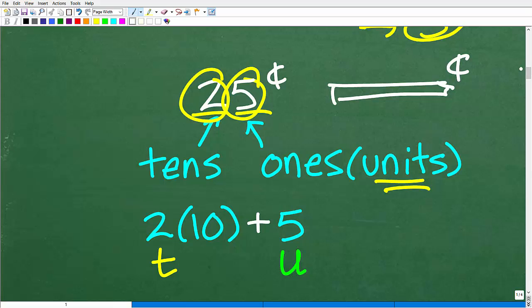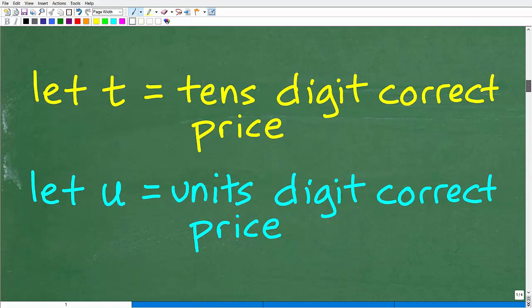So there'll be a tens and ones, units, and we're going to establish some variables here. Let the variable t represent the tens digit for a particular price, and let the variable u represent the digit for our ones or our units digit. So we could build now a model of some pricing for our pen. Okay, so hopefully that makes sense. Now let's take a look at our models. We're going to let t equal the tens digit of the correct price, and we'll let u equal the units digit of the correct price.